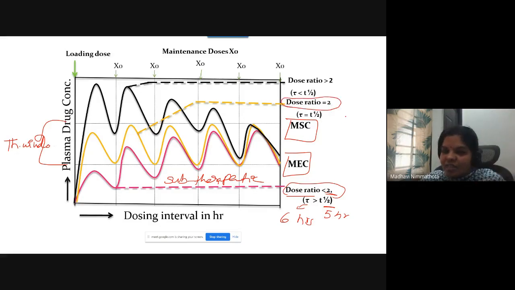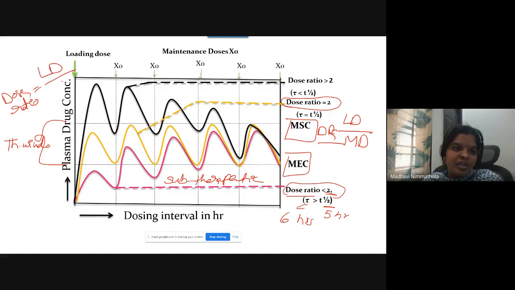Dose ratio is nothing but loading dose divided by your maintenance dose. So remember that dose ratio is nothing but loading dose divided by maintenance dose. That is X0L divided by X0. So here the dose ratio is 2 for the drugs which exhibit this therapeutic window, and beyond the therapeutic window it will be greater than 2.